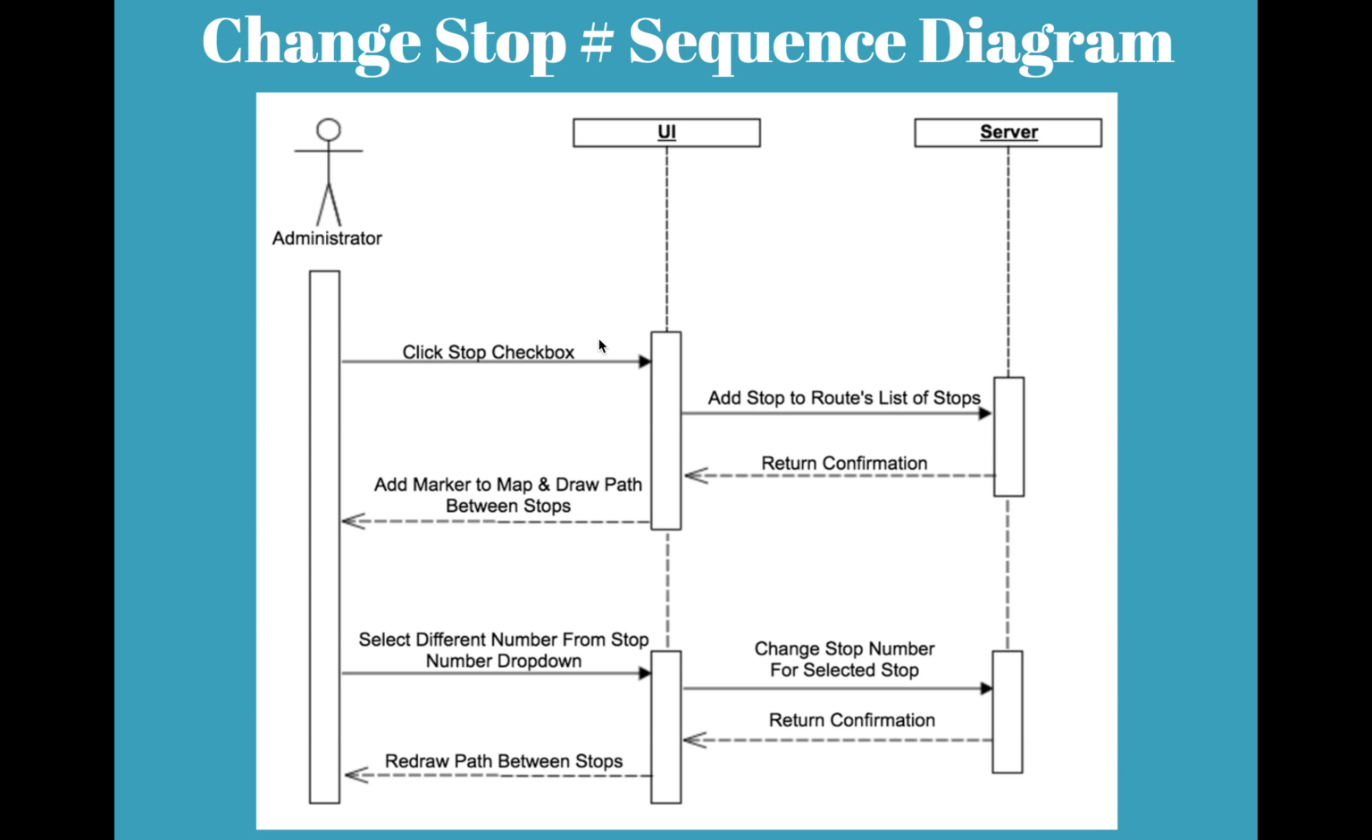You click the checkbox next to stops. A request is sent to add the stop to the route's list of stops. You return the confirmation. The marker is then added. The path is drawn between the stops. You select a different number from the stop number drop down, and then the request is sent to change the stop number for the selected stop, and then the confirmation is sent and the path is then redrawn.